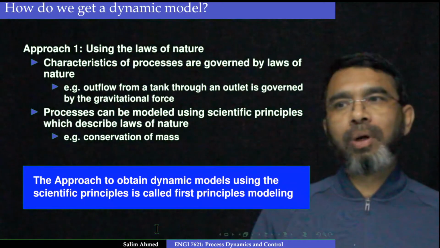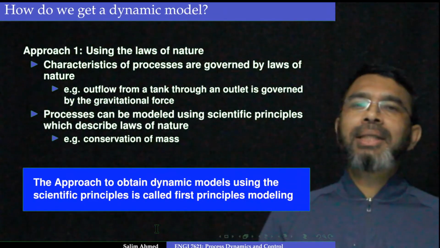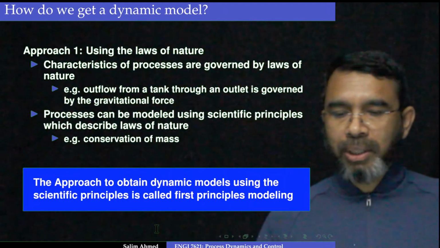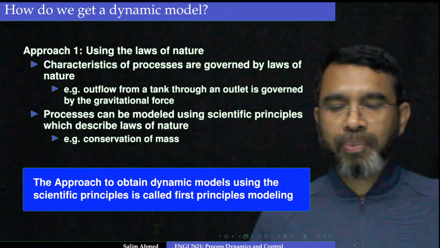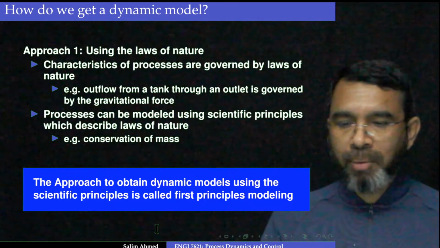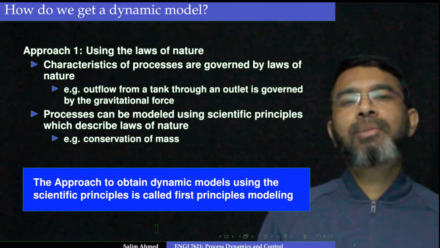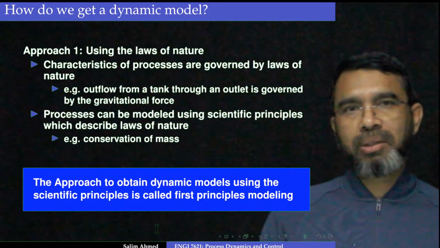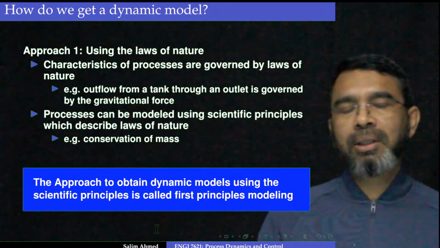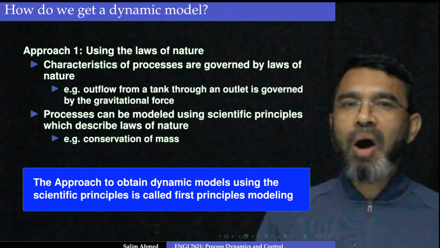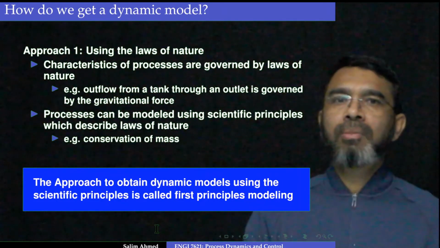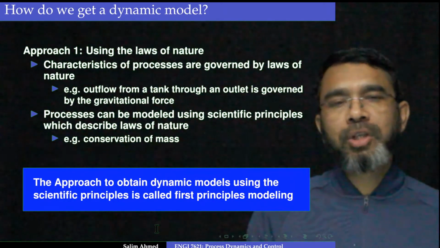Now, how to get a dynamic model? We'll discuss two main approaches. The first one is what is called first principles modeling. The basic idea here is that we need to use the laws of nature, because the behavior of processes is governed by the laws of nature. Suppose, let's take an example: what will be the flow rate of a liquid through an outlet? It depends on other characteristics, but also on the gravitational force.